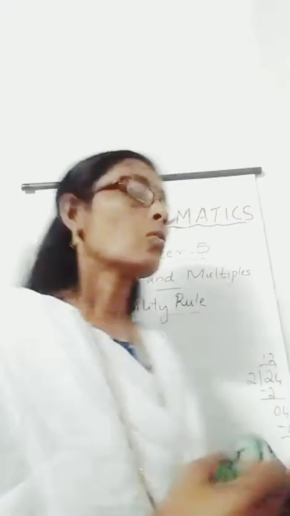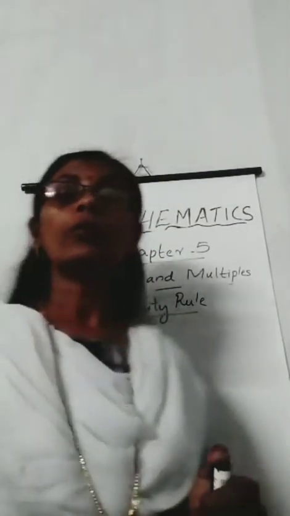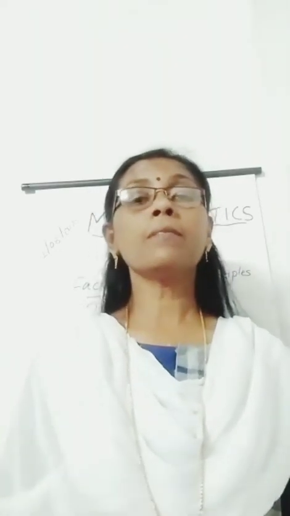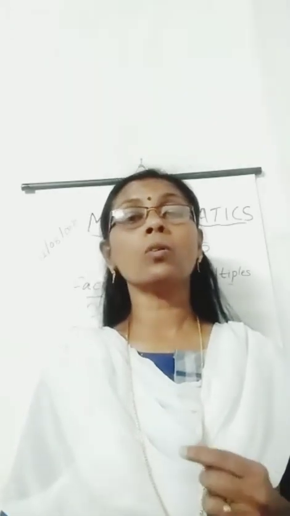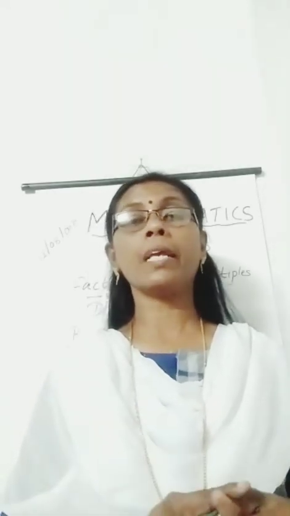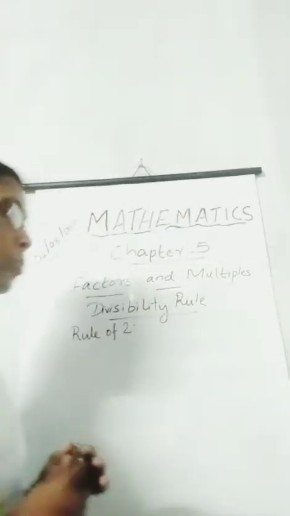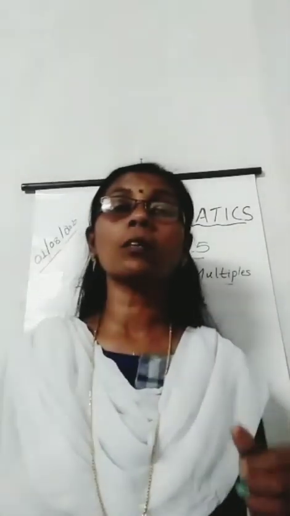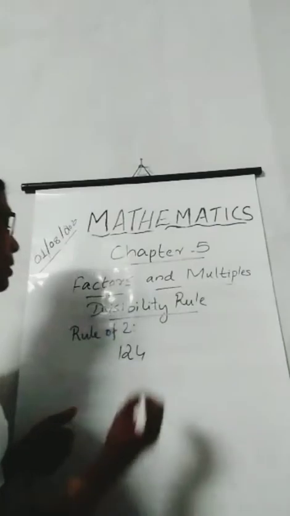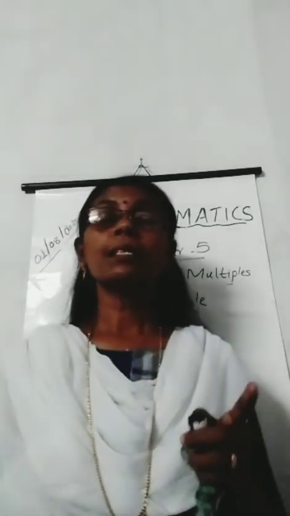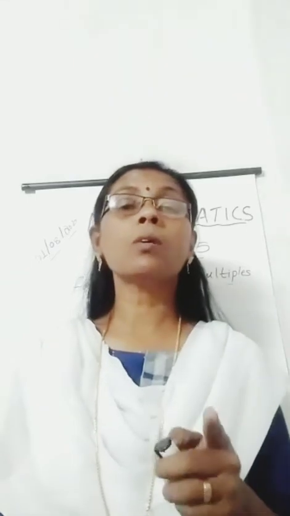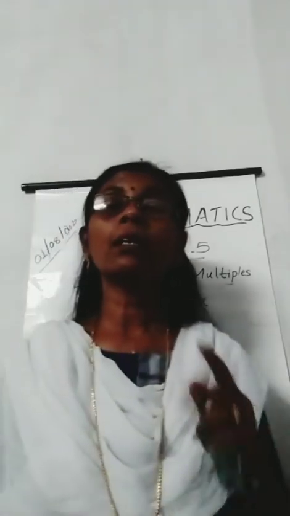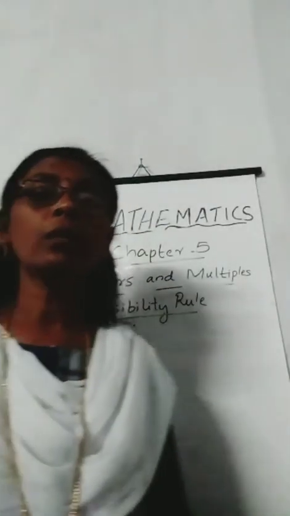Rule of 2 means how will you check whether a given number is even or not? If the number is even, the digit in the ones place will be either 0, 2, 4, 6 or 8. The same rule is applied in the rule of 2. If a number is given, 124, and we check whether 2 is a factor of 124, you have to see whether the digit in the ones place is 0, 2, 4, 6 or 8. If it is, then that number is divisible by 2. So 124 is divisible by 2.